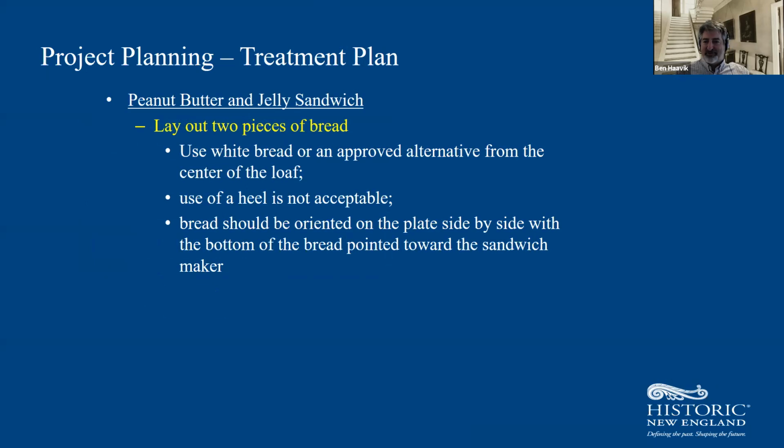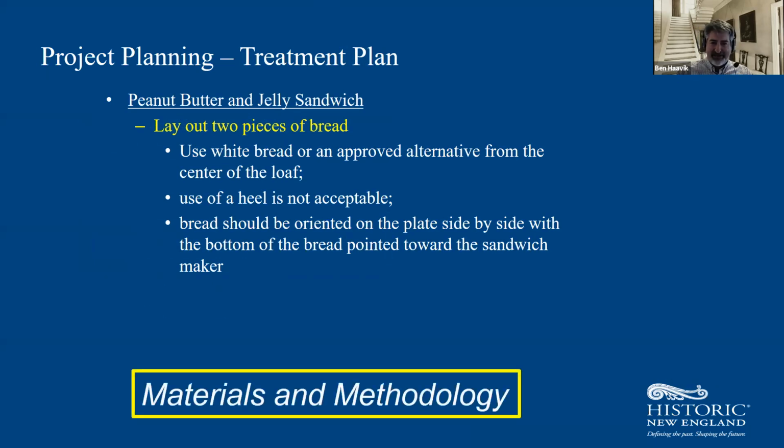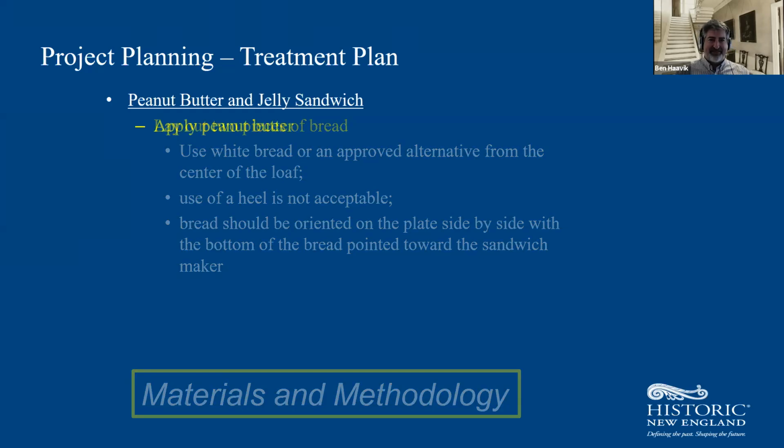Well, first of all, we're going to use white bread, but maybe an improved alternative. But you've got to take it from the center of the loaf, because the heel, no, he's not going to like it. And when you put the bread on the plate, make sure the bottom of the bread is pointed toward the sandwich maker, so both pieces are pointing back towards you. So what is this? This is materials and methodology. The materials: white bread, improved alternative, don't use the heel. Methodology: make sure they're placed in a certain orientation. This is what a treatment plan or specification is all about, just defining these elements.